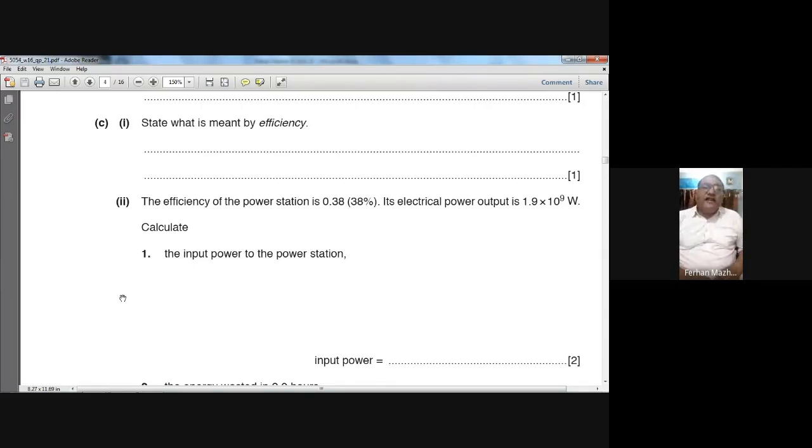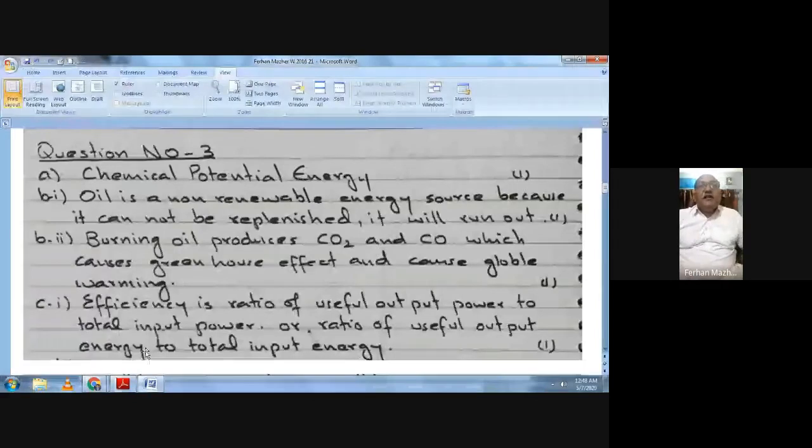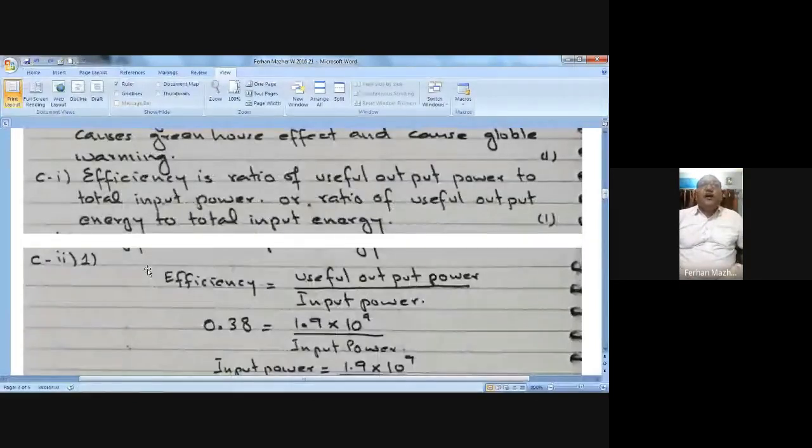Another way of defining efficiency is useful output energy divided by total input energy. So there are two definitions. You can write any one, whichever you like, in the answer. I have also written this answer. Efficiency is the ratio of useful output power to the total input power, or the ratio of useful output energy to total input energy.